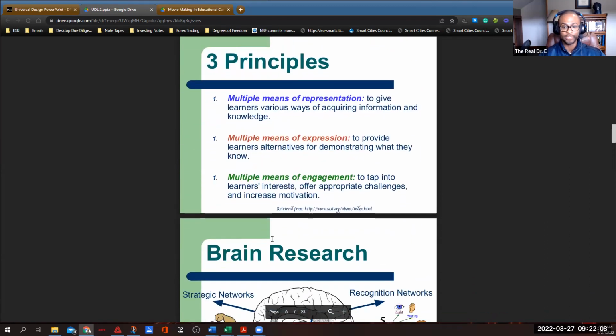And here are the three principles that you're going to need to learn, right? Lock this in, write the notes down. I might move fast. Multiple means of representation to give learners various ways of acquiring information and knowledge. Okay, we'll talk about that a little bit more. Multiple means of expression to provide learners with alternative ways for demonstrating what they know. Number three, which is actually number one, it looks like, multiple means of engagement to tap into learners' interest, offer appropriate challenges, and increase motivation.